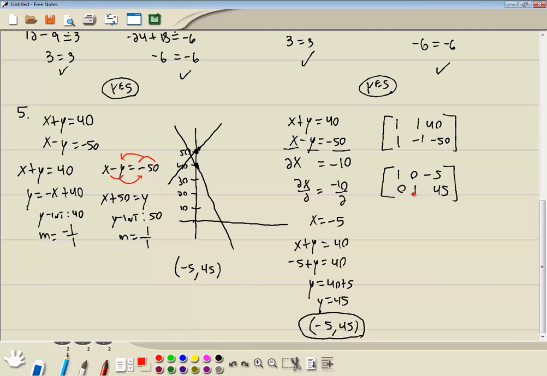Well, 2 equations, 2 variables. Your first 2 by 2 should be a diagonal 1, 0, everywhere else it is. It means it worked. This will be x, and this will be y. So we get the same answer. Negative 5, 45. Let me go ahead and save that page.